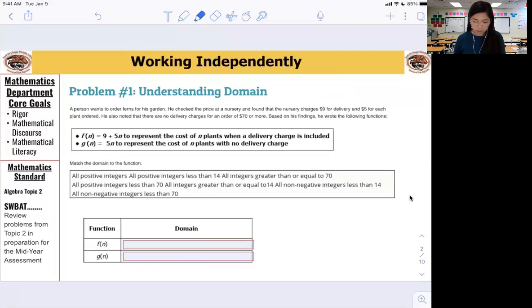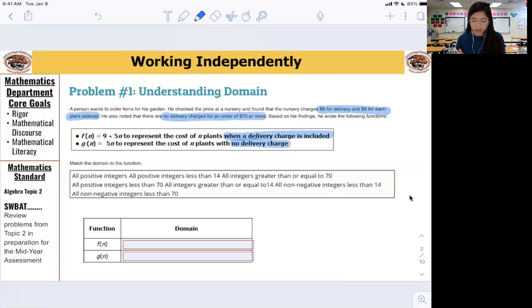A person wants to order ferns for his garden. He checked the price at a nursery and found that the nursery charges $9 for delivery and $5 for each plant ordered. He also noted that there is no delivery charge for an order of $70 or more. Based on his findings, he wrote the following functions. f of n equals 9 plus 5n, which represents the cost of n plants when a delivery charge is included. And then g of n equals 5n to represent the total cost of n plants with no delivery charge.